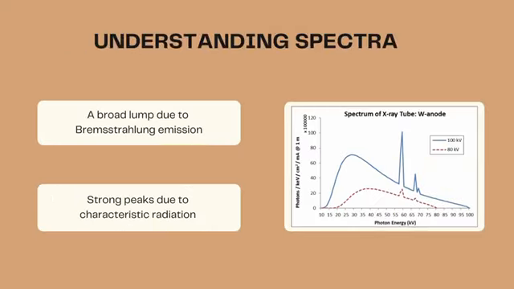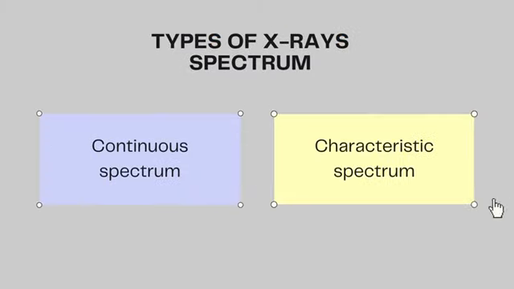Now, if we look at the spectrum of an X-ray tube, it normally has a broad lump due to this bremsstrahlung emission. Whenever the tube voltage is high enough, some strong peaks can be seen due to the characteristic radiation of emission from the target material. Next, there are two types of X-ray spectrum, which are the continuous spectrum and the characteristic spectrum.